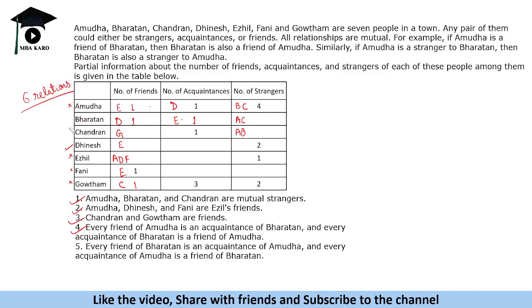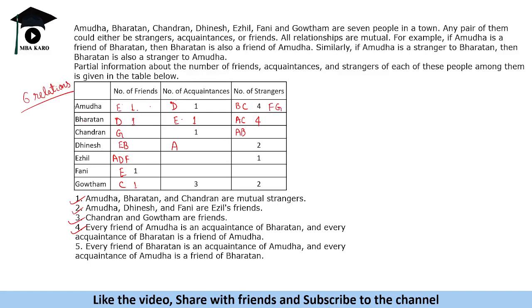So what we will do is we will fill these same things in Dinesh also. So Dinesh has Bharatan as a friend, and Dinesh has Amudha as an acquaintance. So we have filled these relations. So obviously, Bharatan will have four strangers, one friend, one acquaintance, four strangers. Now, can we fill these two? Yes. So we have B, C, D, E, F, and G will be strangers here.